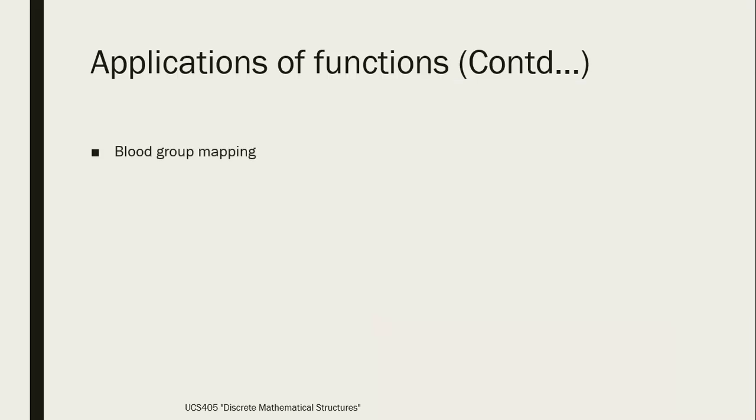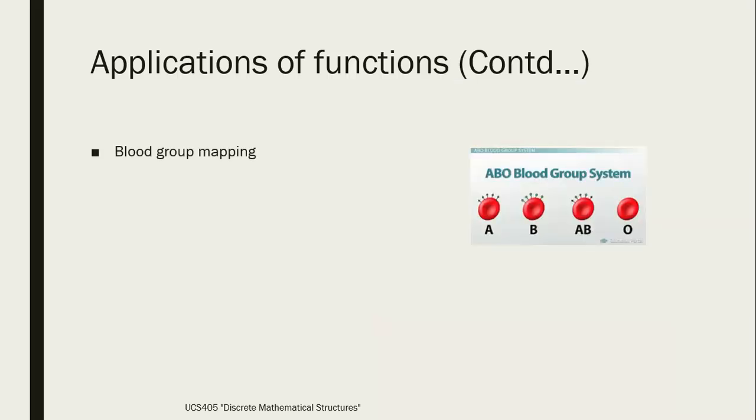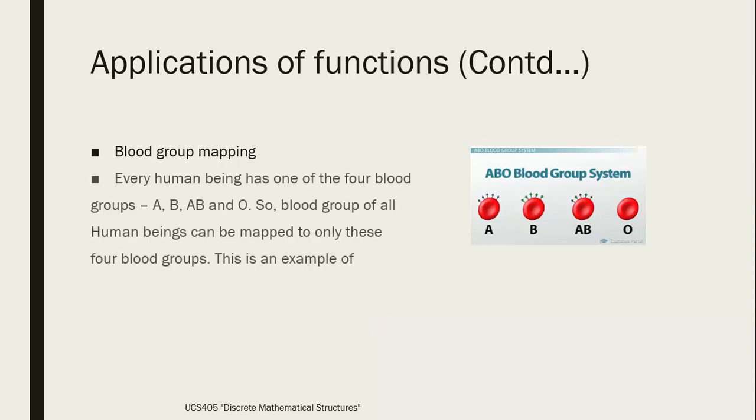Next, blood group mapping. We all have one of the four blood groups present in the blood group system, like A, B, AB and O. We are not considering the RH factor, which can be positive or negative. So every human being has only one of these four blood groups. This is another example of a function, a many-to-one mapping.